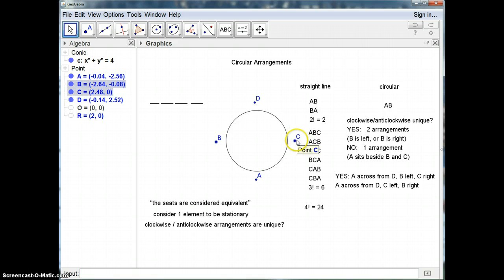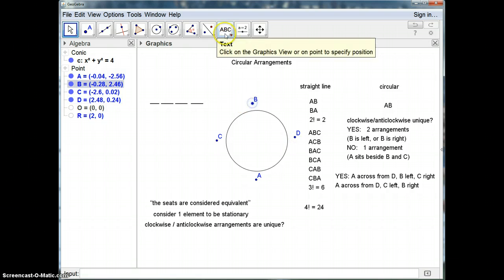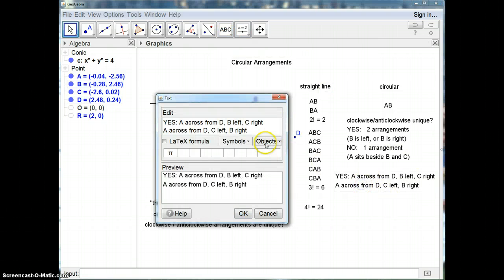That's one arrangement. Now let's move C over and move B over. And now we have a different arrangement. D is across from A, like it says here. C is on the left. B is on the right. Okay? Now you can see that this is going to repeat 3 different times. Let's stick B across from A this time. And you can see we'll have the same 2 options as before.